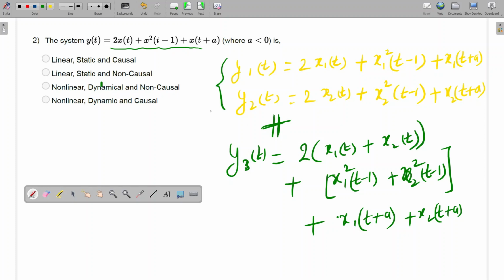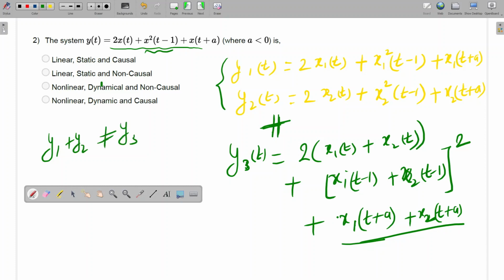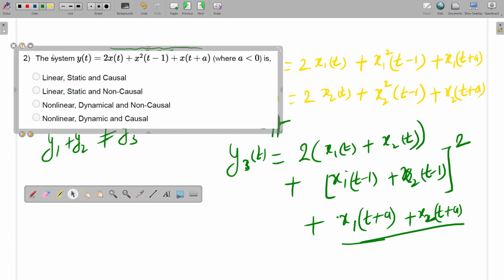No, here I have made some mistake. A square we are applying to x, so we should apply the square to x1 plus x2. Here the square will not be there; the total summation will be there and the square will come here. x1 of t minus 1 whole square plus x2 of t minus 1 whole square. And further, x1 of t minus 1 plus x2 of t minus 1, since nothing external is applied here, plus a plus a. So if you add y1 plus y2, this is not equal to y3. So we can say that the system is non-linear. Either of these two options, one option will be correct.